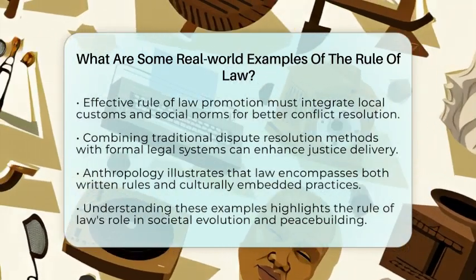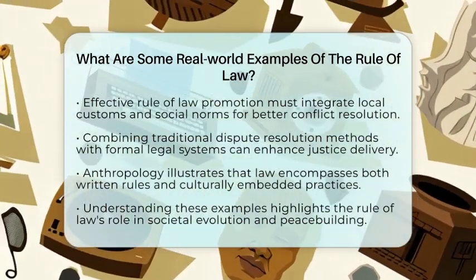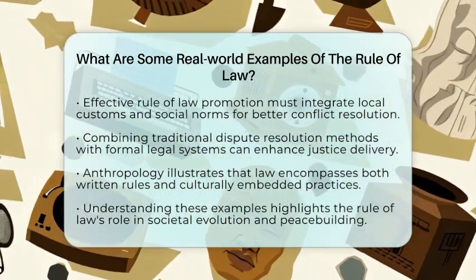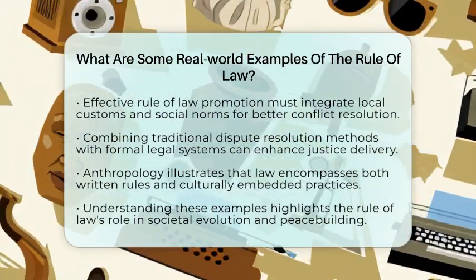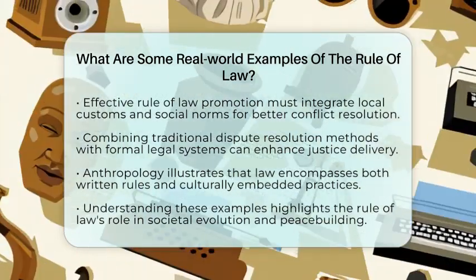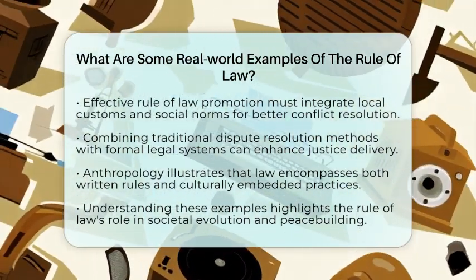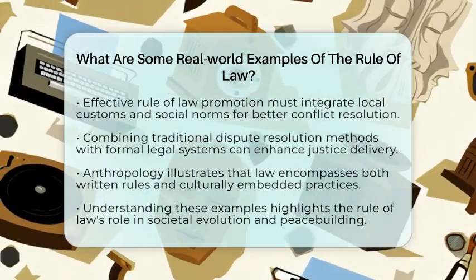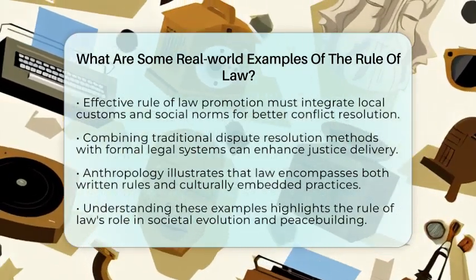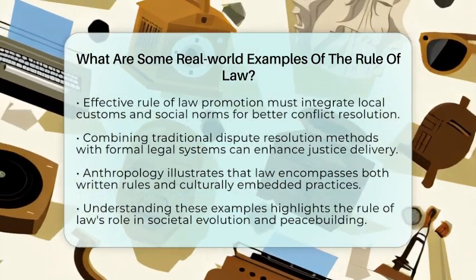Real-world examples of the rule of law range from unwritten customary laws in small-scale societies to formal legal institutions in larger states. Anthropology shows us that law is not just about written rules. It also includes culturally embedded practices that regulate behavior, maintain order, and resolve conflicts within diverse social contexts. By understanding these examples, we can appreciate how the rule of law plays a vital role in societal evolution and peace-building efforts around the world.